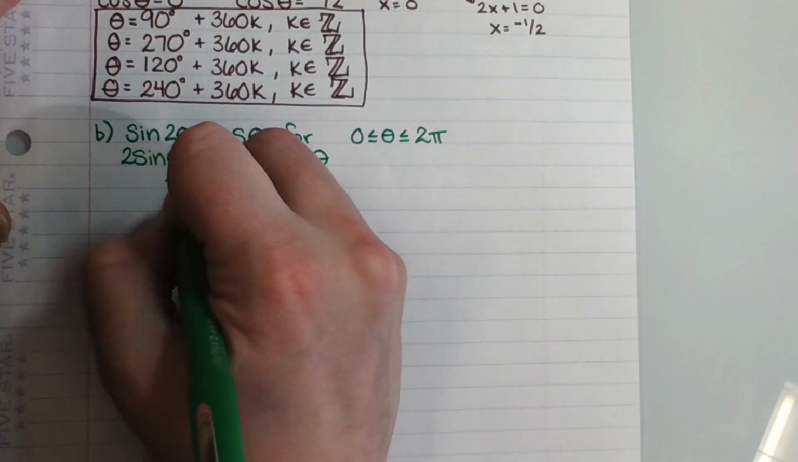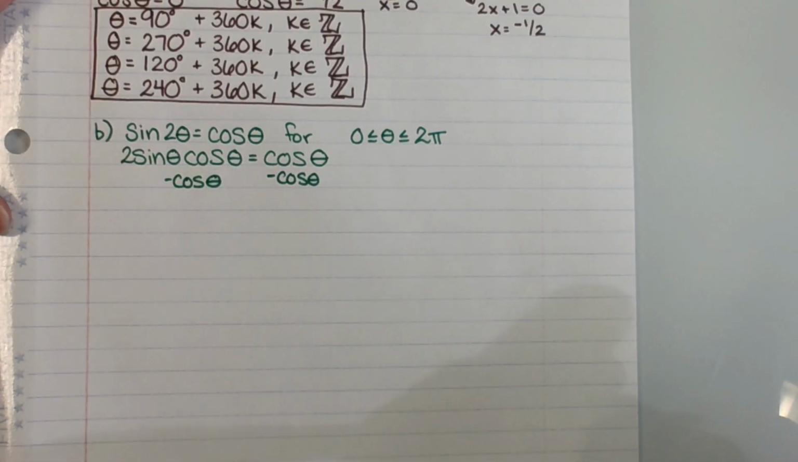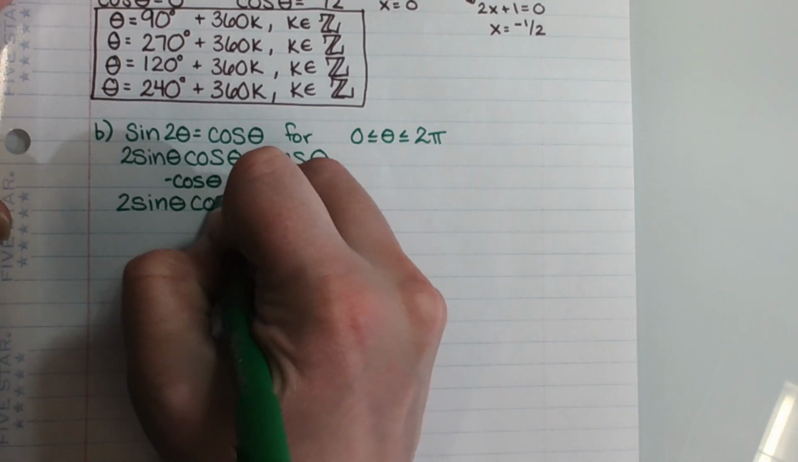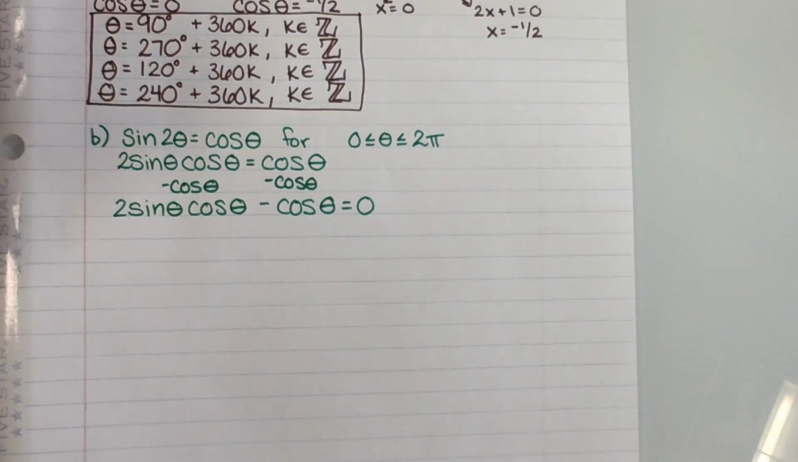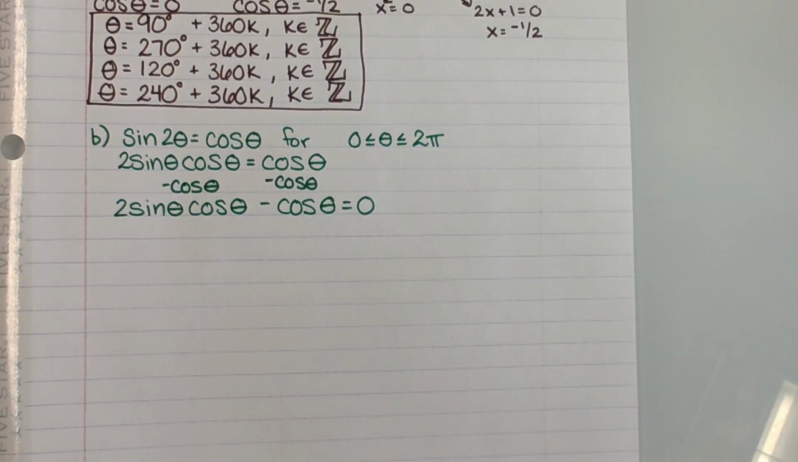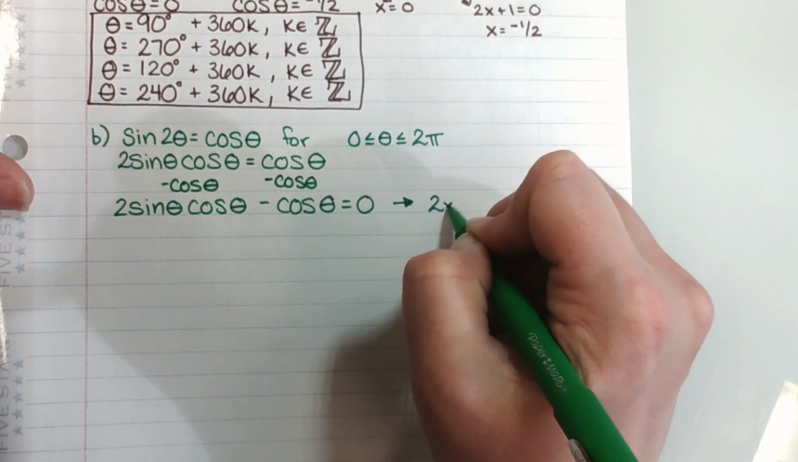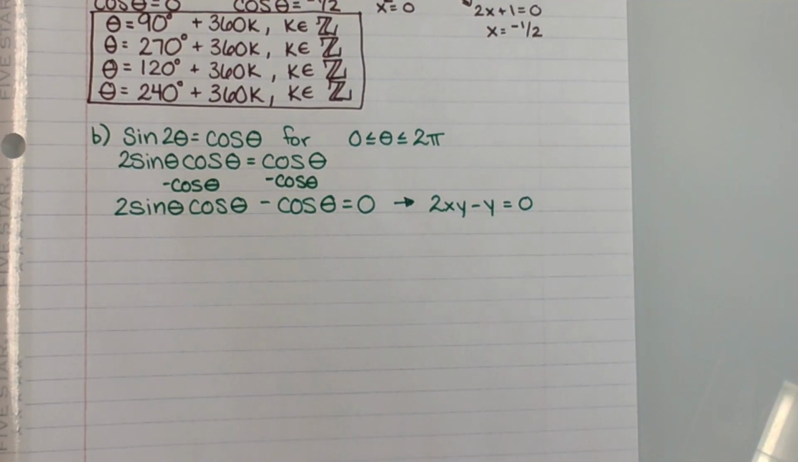Just subtract cosine theta. Can I actually subtract cosine from 2 sine cosine? No. I just write 2 sine cosine, of course with the thetas, equal to 0. This is almost like having 2xy minus y equals 0. Yes, you can divide by the y. That's the method that we talked about on Friday.